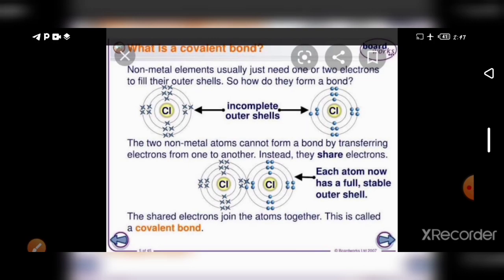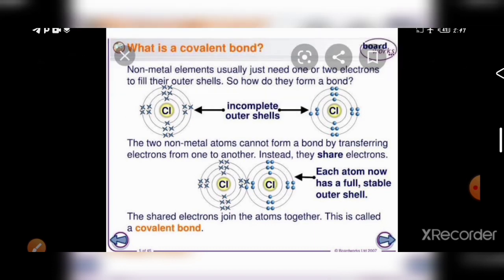Okay, next we go to what is a covalent bond. Now you know very well what a covalent bond is. Sharing the electrons in the outer cell to form a fulfilled electronic configuration is known as a covalent bond. Non-metals usually just need 1 or 2 electrons to fill their outer cells. So how do they form a bond? See here, you know very well, incomplete cells, complete cells.